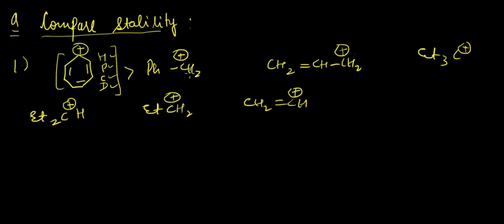Now we can see that between this compound and this compound, more resonance is there in this compound because 3 pi bonds are conjugated with this positive charge, and in this case only 1 pi bond is conjugated. And again, for comparing the stability of any 2 compounds, we follow the rule which is known as AIIMS rule.